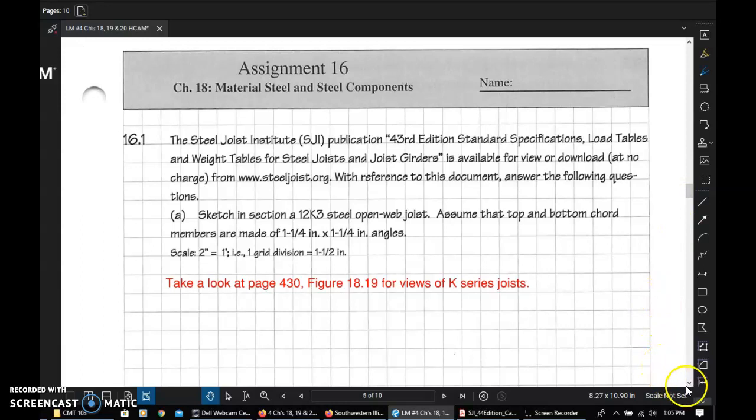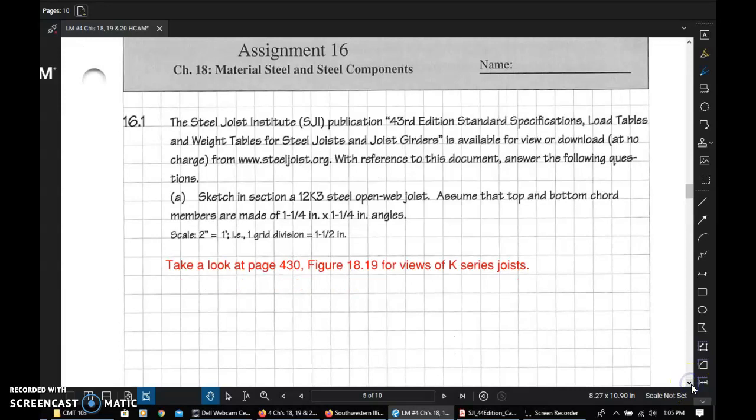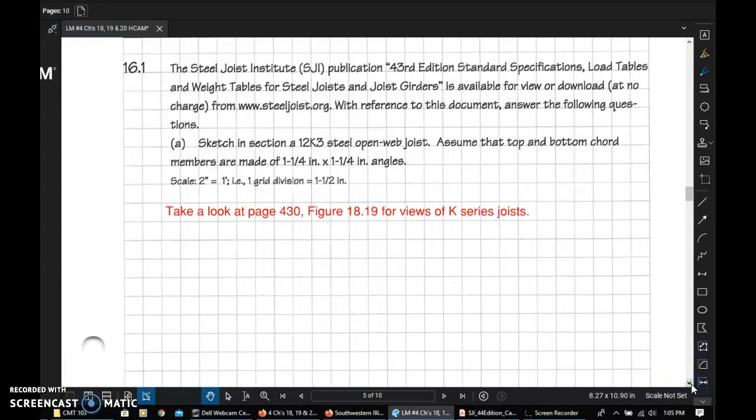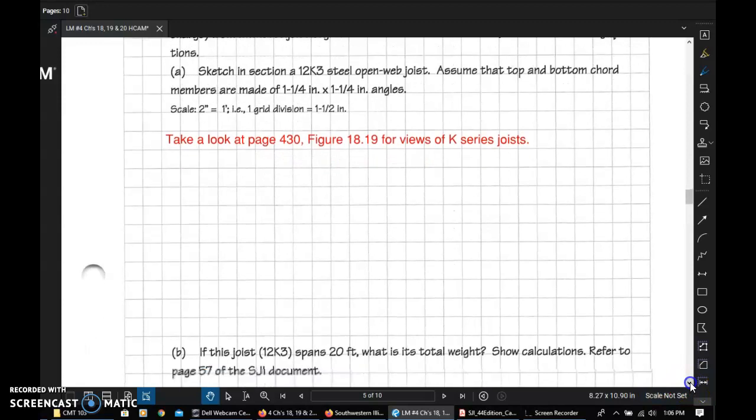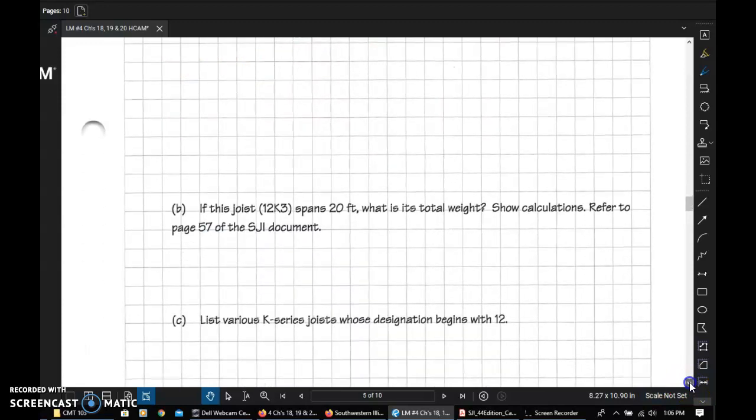So a sketch of 12K3. If you don't know what those look like, you can find 12K3 on page 430 of your text, figure 18.19. And again, these things show you scale. Each grid division is 1.5 inches. So from this intersection to this intersection is 1.5 inches. So try to draw these to scale when you do them.